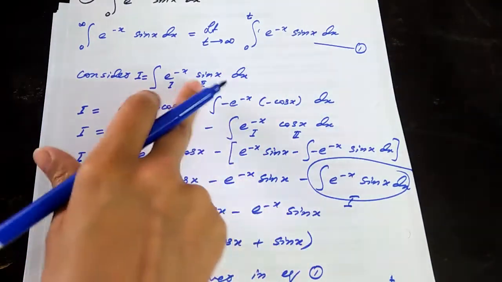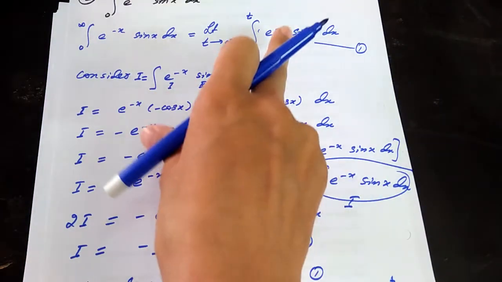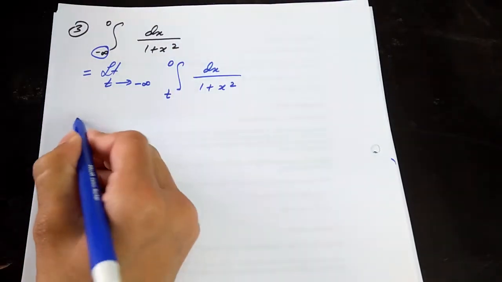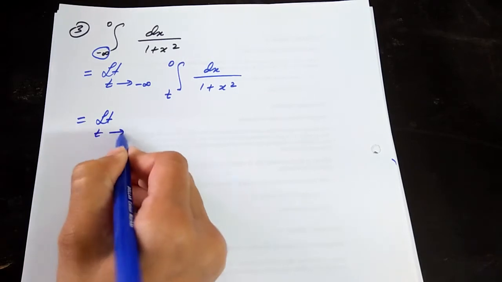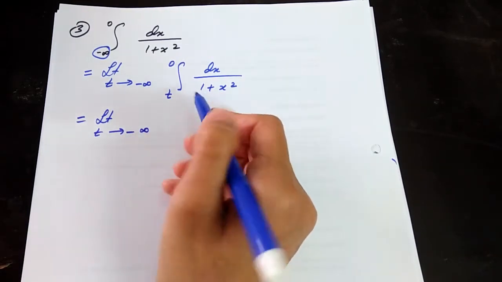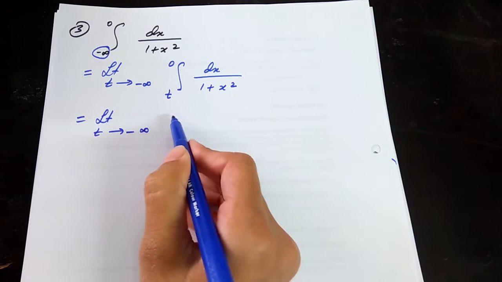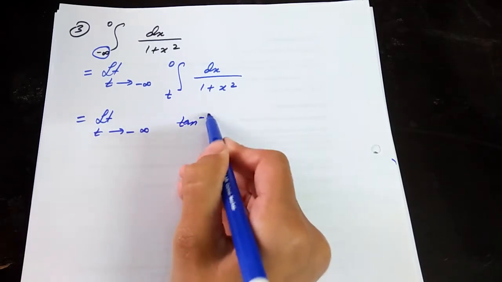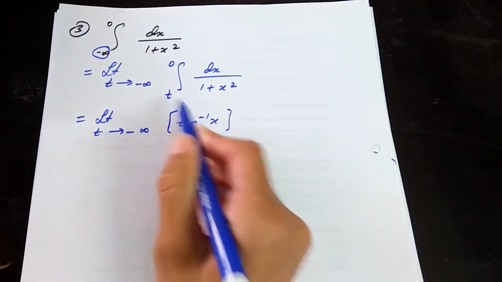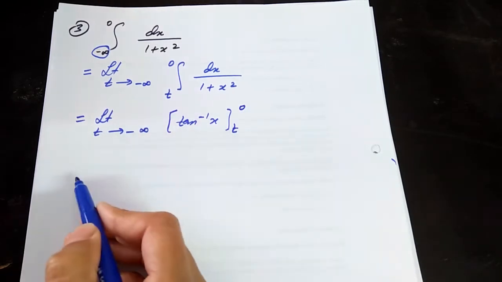Whenever you get some complicated function like this, you need to solve it separately, then use the answer here in equation number 1. So I am solving it here as it is. It will be the limit as t approaches minus infinity, and you know that the integration of 1 over 1 plus x square is tangent inverse of x, and the limits of integration are from t to 0.